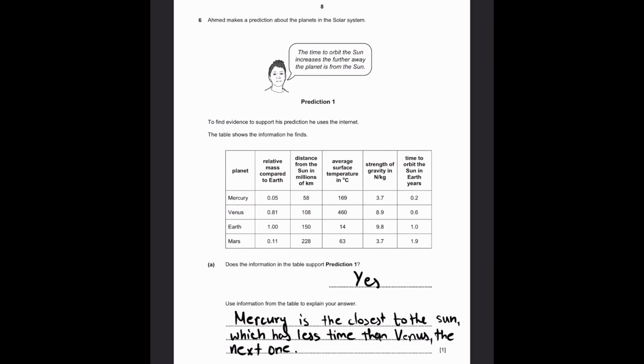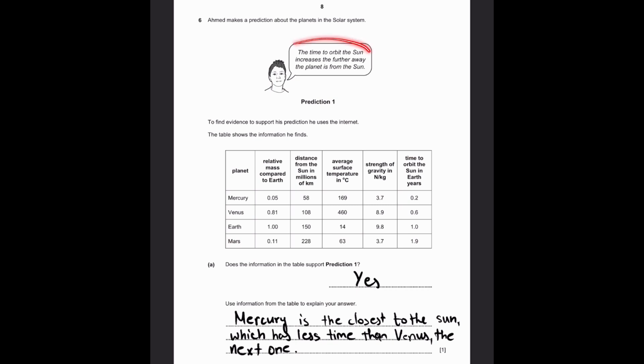Question 6. Ahmed makes a prediction about the planets in the solar system. The time to orbit the sun increases the further away the planet is from the sun. That's prediction 1. To find evidence to support his prediction, he uses the internet. The table shows the information he finds. It's all over here. A. Does the information in the table support prediction 1?